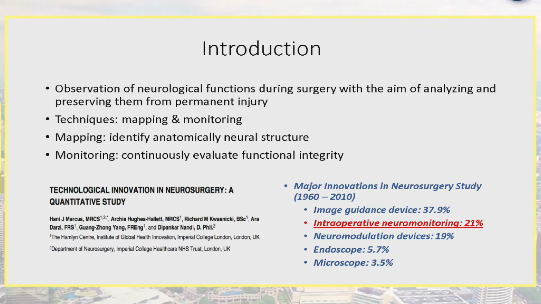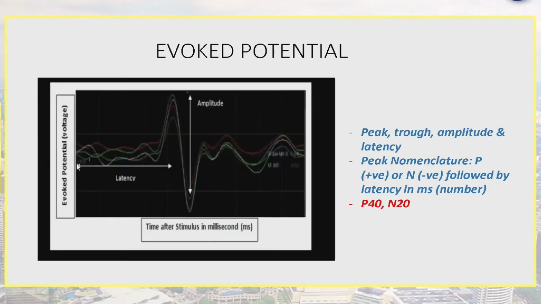In 50 years of neurosurgical studies, they show two major innovations that evolved neurosurgeons to do a lot more in their practice. One is image guidance devices, and the other is intraoperative neuromonitoring. Therefore, this shows the importance of IOM in delivering and maximizing patient safety during operation and improving patient outcome.